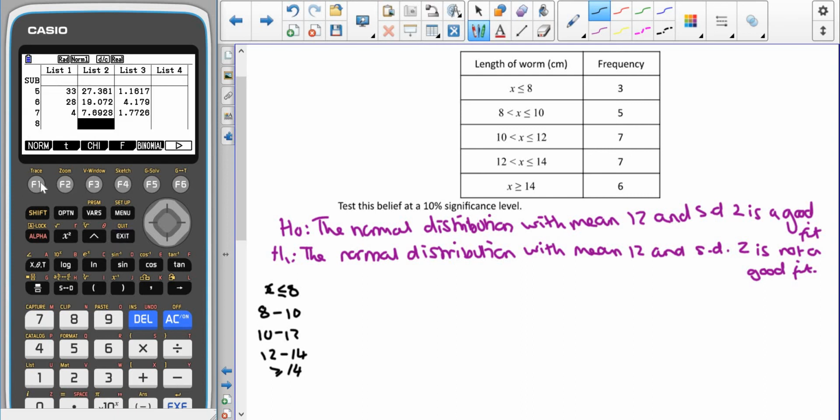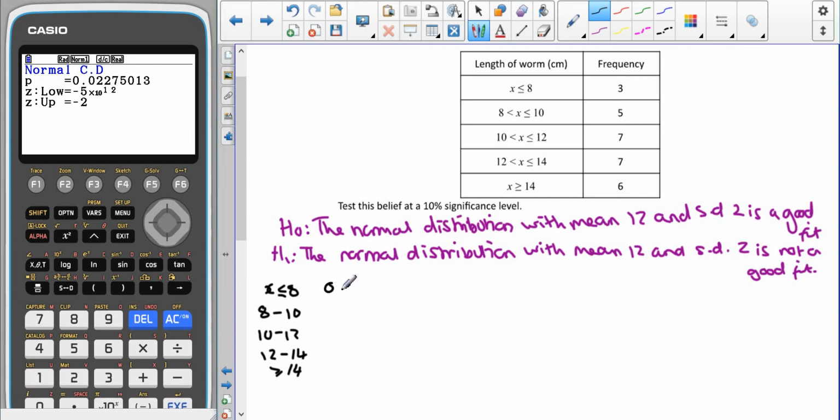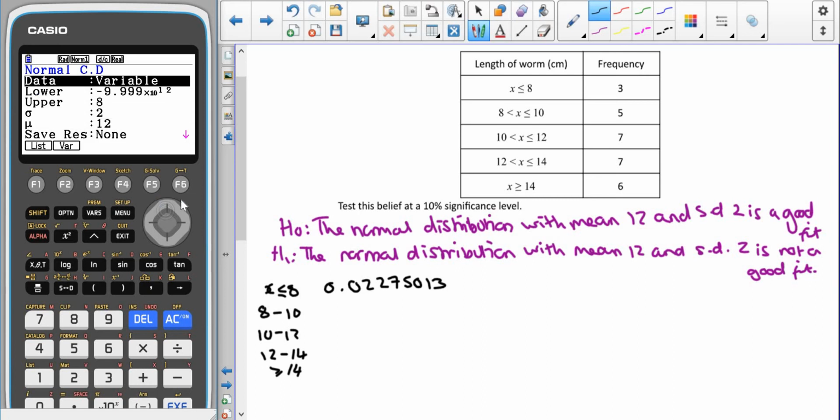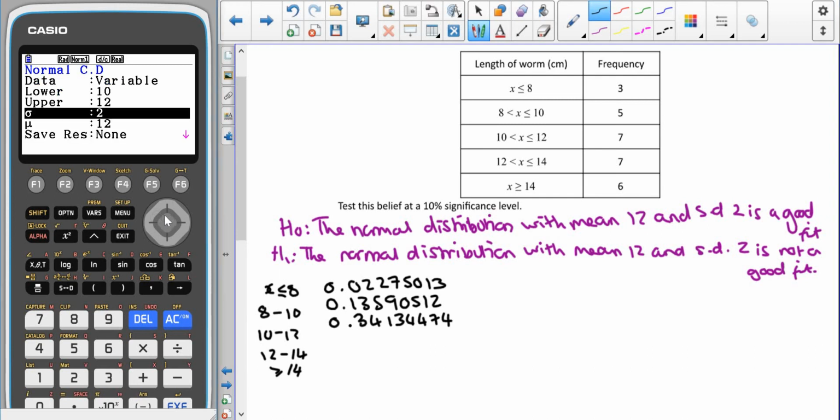So back out of here, dist, norm, NCD. So for the first one, my lower is minus 9, my upper is 8, my standard deviation is 2, and my mean is 12. So that gives me 0.0227513. Then we're looking between 8 and 10, which gives me 0.13590512. Then we're looking between 10 and 12, which gives me 0.34134474.